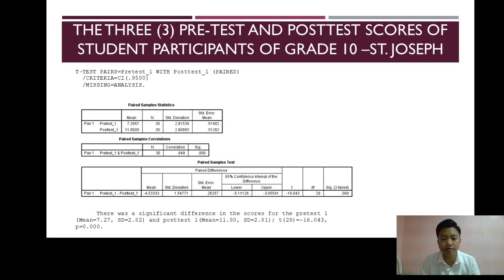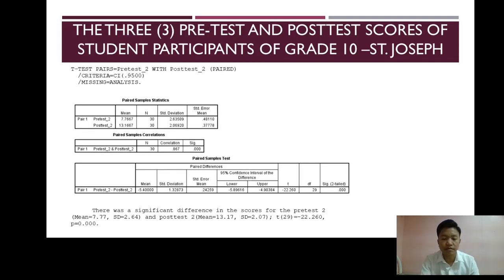with a t-value of negative 16.043 and a p-value of 0.000. For pretest number 2, as you can see, was a significant difference in the scores for the pretest number 2. Mean of 7.77 with a standard deviation of 2.64, and the post-test number 2 mean is 13.17 with a standard deviation of 2.07 with a t-value of negative 22.260 and a p-value of 0.000.